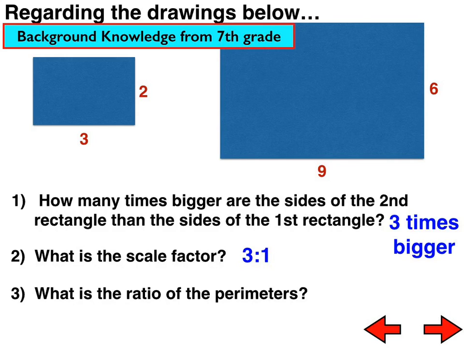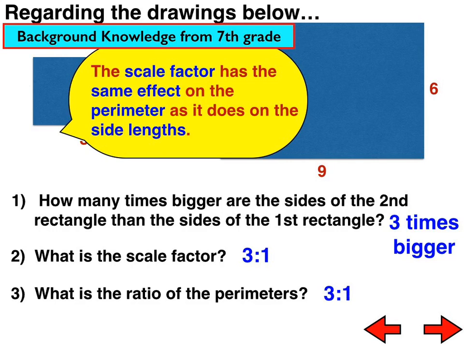Anybody know what that would be? 3 to 1. It's 3 to 1. The rectangle on the left has a perimeter of 10. The rectangle on the right has a perimeter of 30. As it turns out, if the scale factor is 3 to 1, the perimeter is also 3 to 1. And so that leads us to the fact that the scale factor has the same effect on the perimeter as it does on the side lengths.